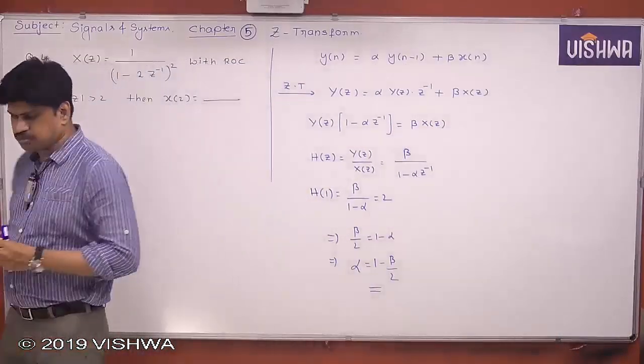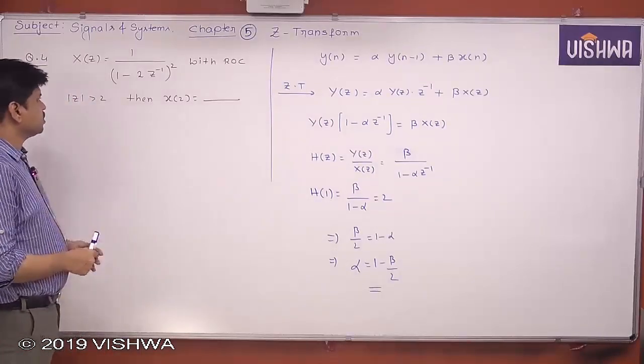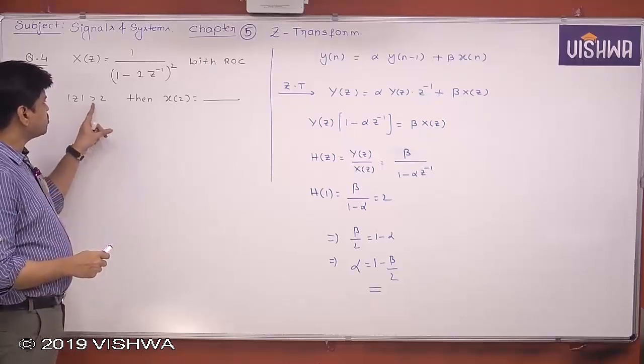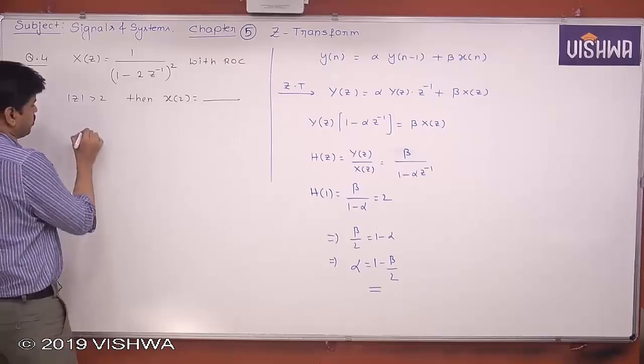This is the question. X of z is given, and the ROC is given as mod z greater than 2. So I can directly calculate x of n. So why do we have to worry?